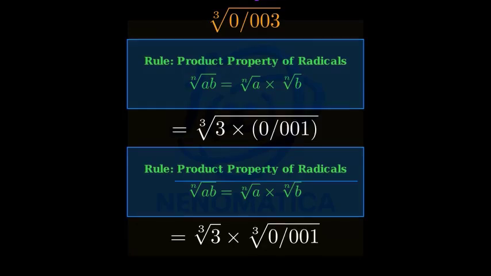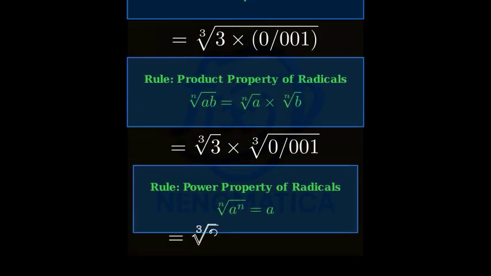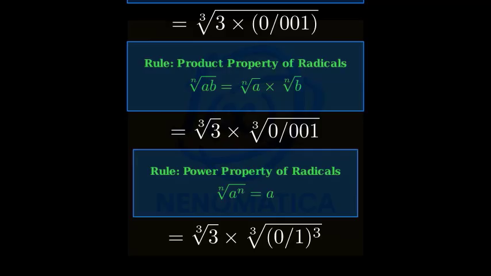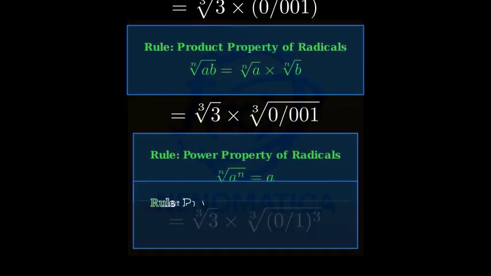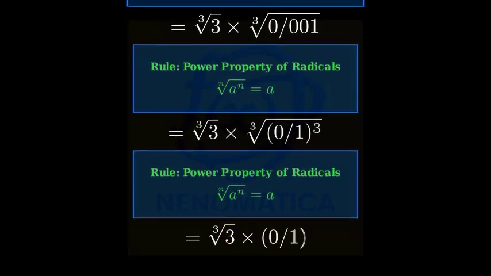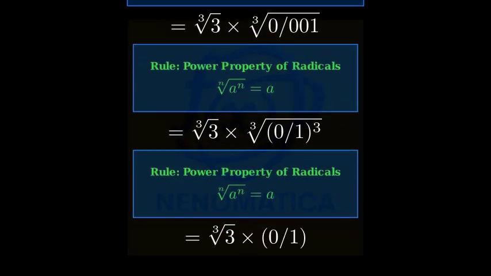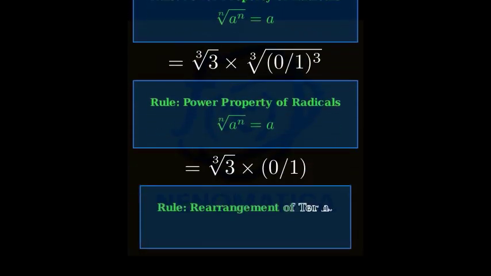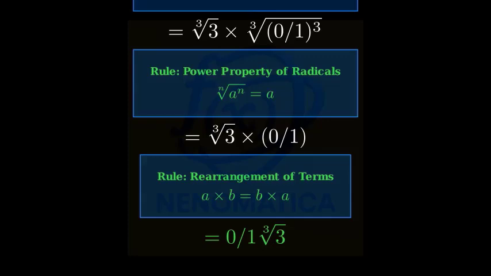For the third step, we need to use the power property of radicals. The cube root of 0.001 can be rewritten as the cube root of (0.1) to the power of 3. Now, we can simplify the cube root of 0.1 cubed using the power property of radicals. The cube root of a cubed value is just the value itself. So the cube root of 0.1 cubed is simply 0.1. Finally, we can rewrite our answer as 0.1 times the cube root of 3. So the final answer is 0.1 times the cube root of 3.